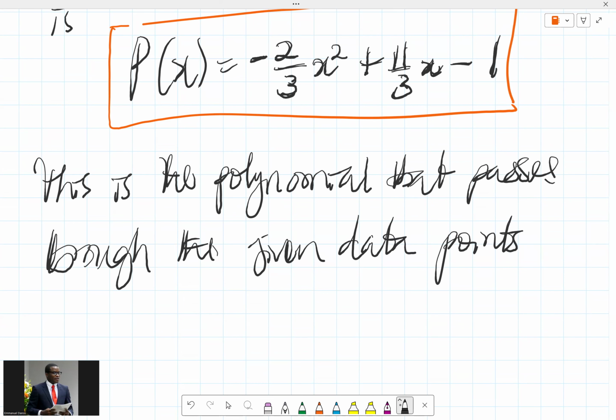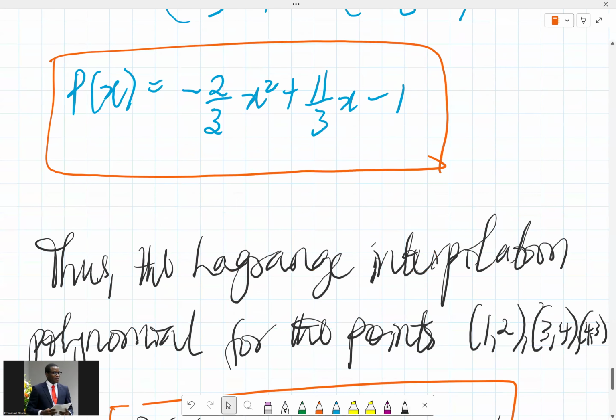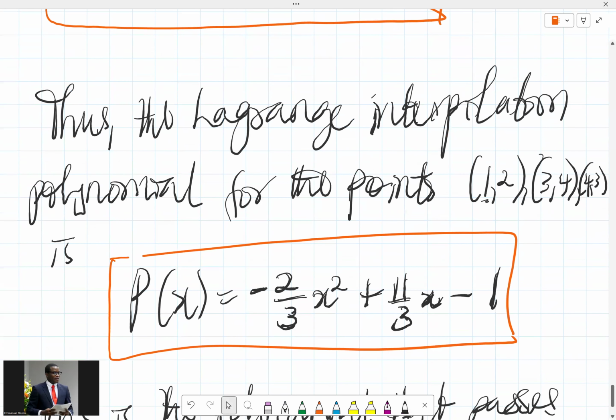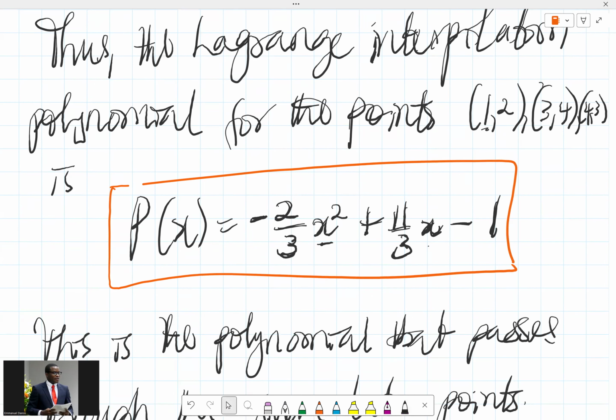So you can even check that. For instance, if you put 1 for x, you should get 2. Let's try. So if you put 1 here, that's minus 2 over 3 plus 11 over 3. That's 9 over 3 automatically. Then minus 1. So 9 over 3, that's 3. 3 minus 1, that's simply 2. So that makes it correct.